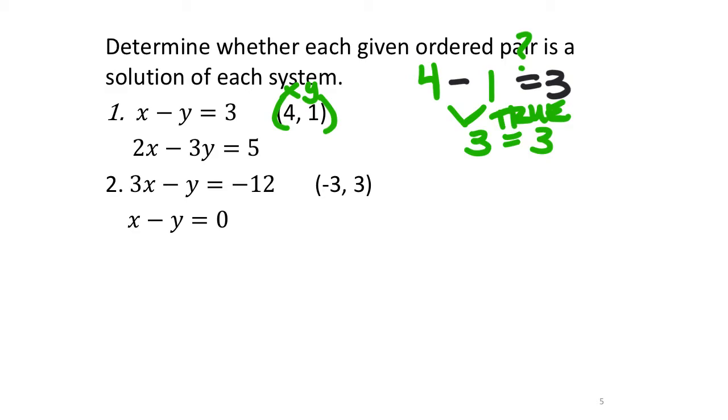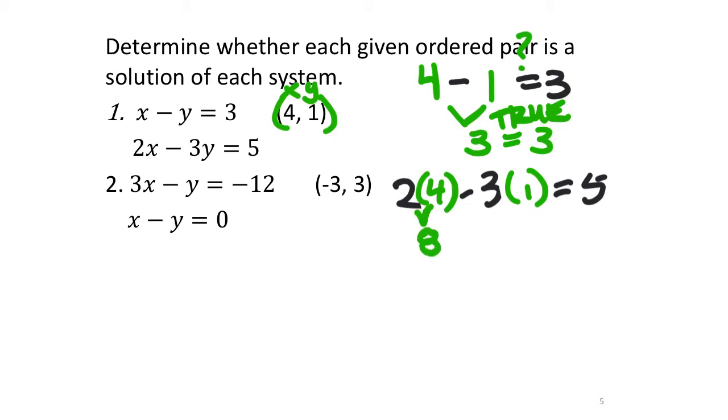But is it going to make the second equation true? Let's find out. 2x minus 3y should equal 5, but let's replace the x and y values with the values they give us. So the x value from that ordered pair is 4, and the y value in that ordered pair is 1. Of course, you could just type this into the calculator with parentheses and all, and then it would actually simplify it for you, but I'm going to do it by hand.